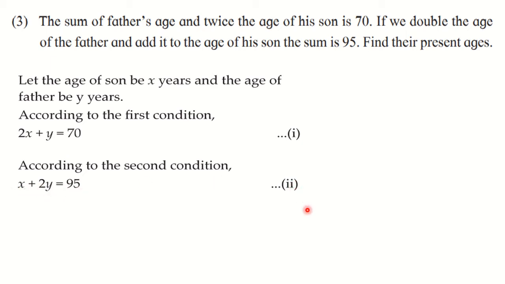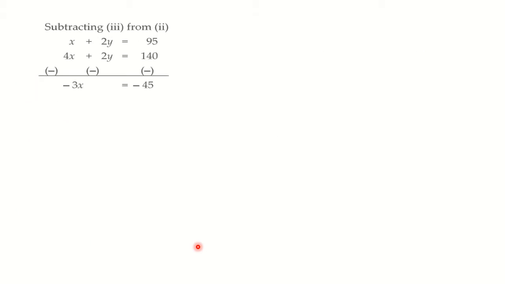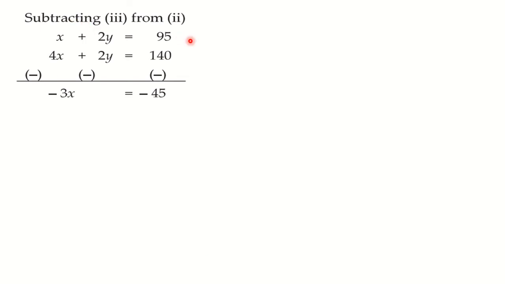Equation number 2. Now you have to multiply any one equation by 2. So I am multiplying equation 1 by 2. So I am getting 4x plus 2y is equal to 140. This is equation number 3. Now see, here also plus 2y and here also plus 2y. The signs are same, they are not opposite. So we have to go for subtraction. Addition will not help here. So let us subtract equation 3 from 2.